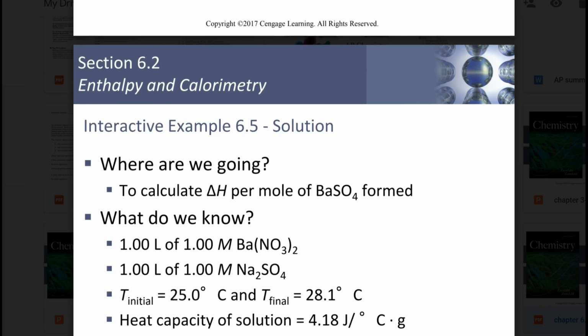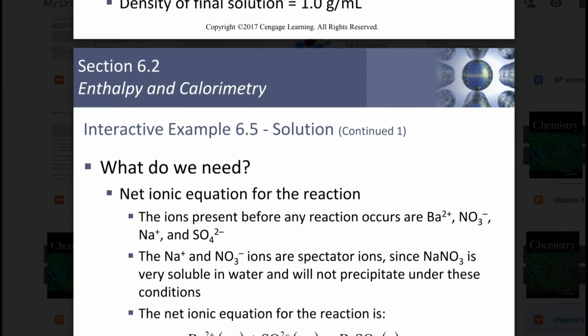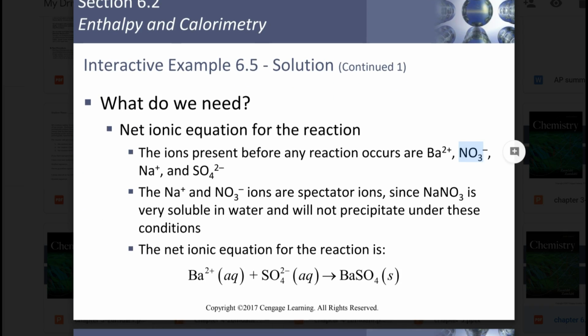Okay, so where are we going with this? The goal is to calculate delta H, right? Delta H is really the Q. What do you have? Well, you have 1 liter of barium nitrate, you have 1 liter of sodium sulfate, you have a change in temperature, you have heat capacity of the solution, you have density. Do you really have everything to do MC delta T? Yeah, really you do. Do you leave T in Celsius? Yes, because all of their heat capacities are per degree Celsius.